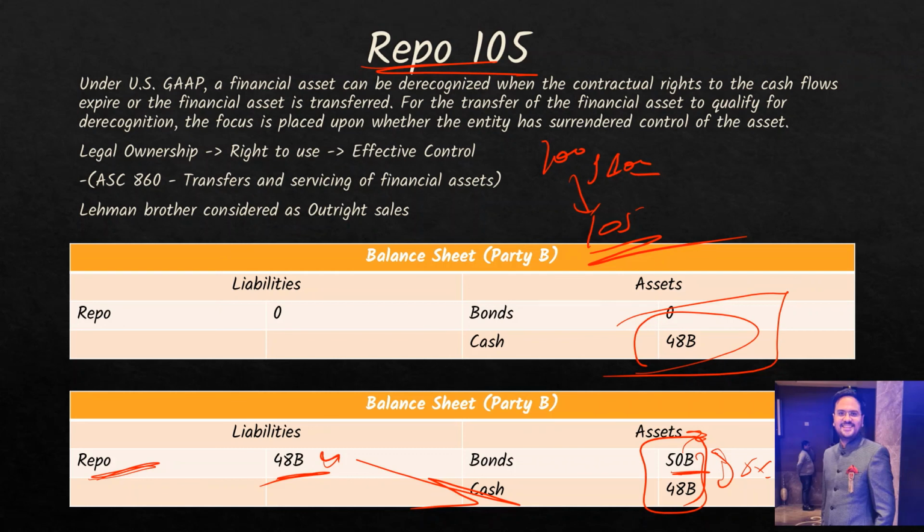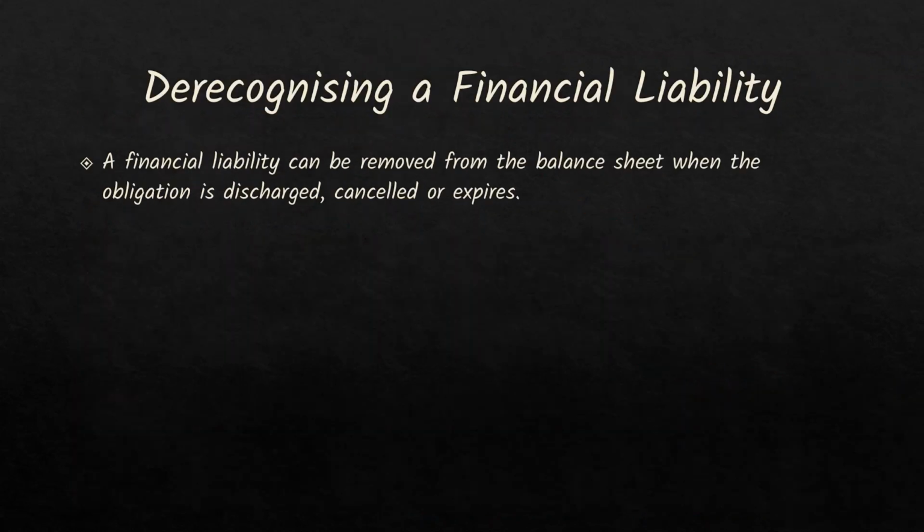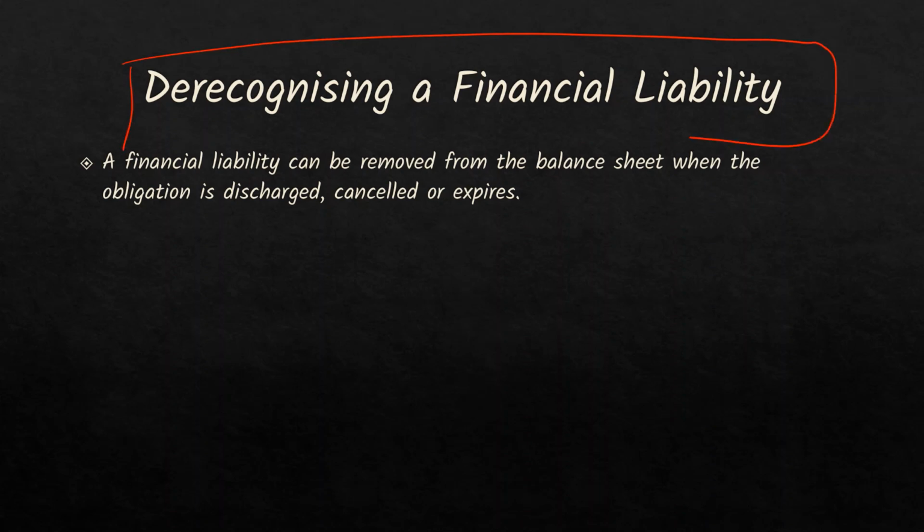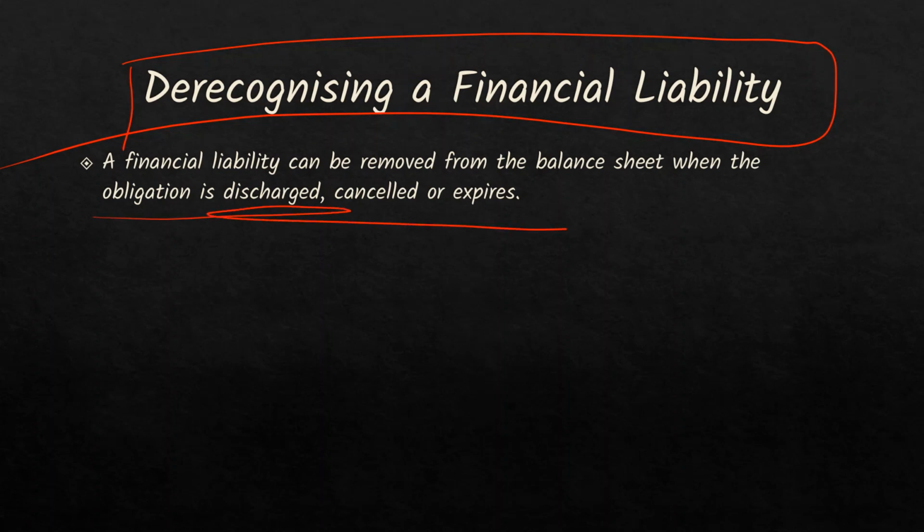Okay, and let's see when we recognize a financial liability. It's very simple. When the obligation is discharged, cancelled, or expired, when you don't need to pay anything, there is no obligation, so we can say you can derecognize the liability. We are not going into detail. That's sufficient, I believe.